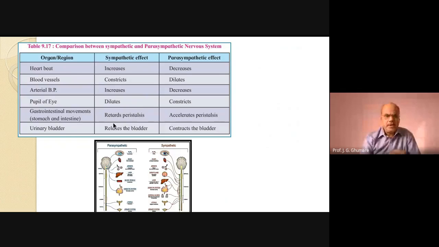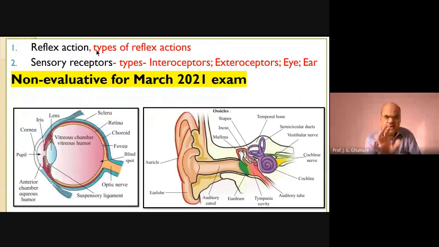Okay. Important two topics were deleted at this particular year: reflex action and types of reflex action. What is reflex action? Quick spontaneous actions are called a reflex action. You can read for your general knowledge, remember.